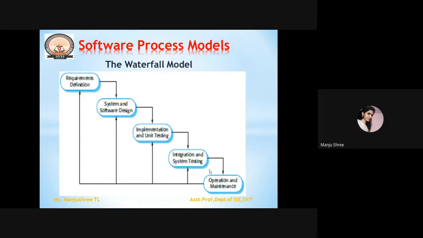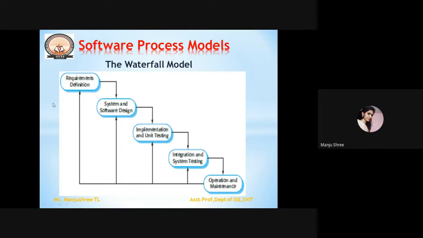So the system is installed and put into the field for practical use, and maintenance involves correcting errors which were not discovered in the earlier stages of the life cycle. That is why we call it the longest phase of the life cycle. Normally that is operation and maintenance.